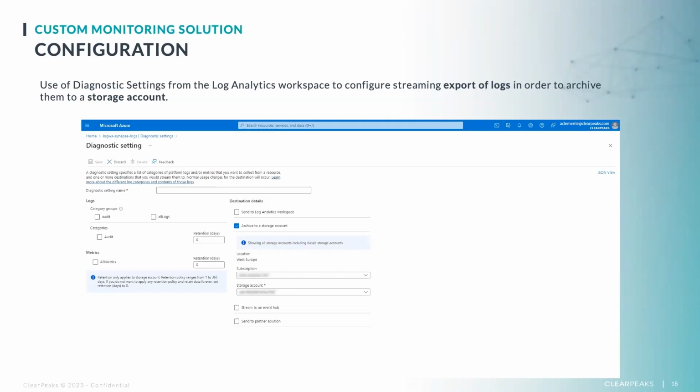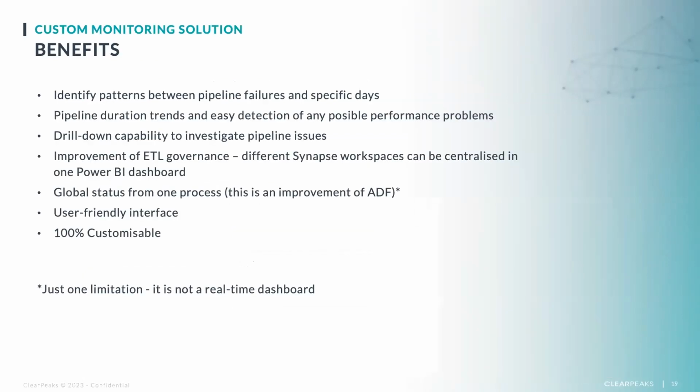To configure the first step of the ETL, the one that sends pipeline logs to the data lake, we used the diagnostic settings from the Log Analytics workspace to configure the exportation of logs in order to archive them to our data lake, which is a blob storage account. You can see in this image that you can choose which storage account to use.